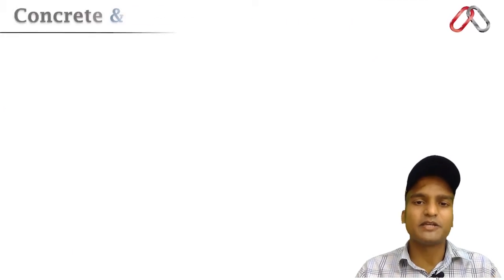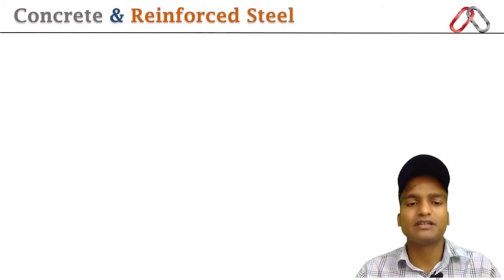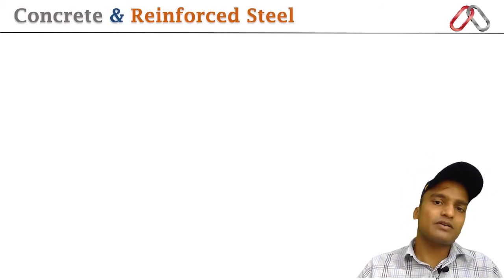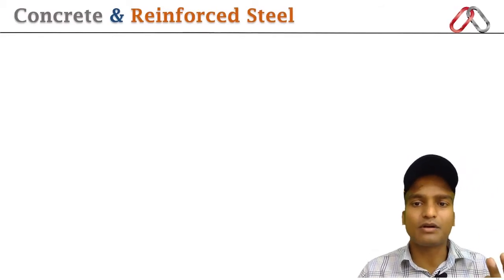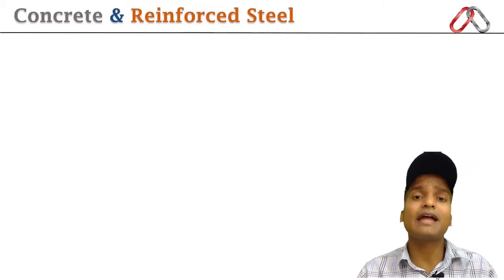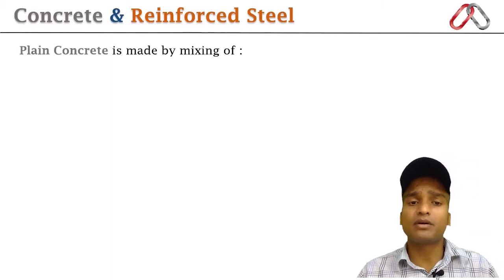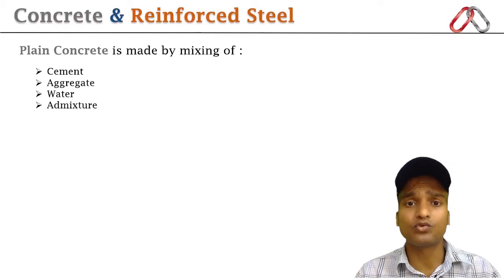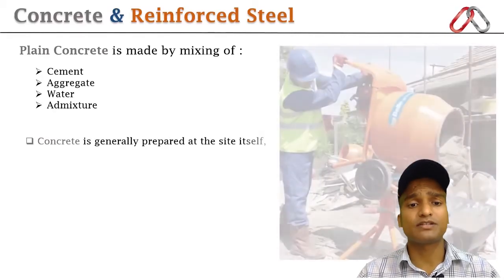In all the cases, we are going to deal with only two materials. The first one is concrete and the second one is reinforcing steel. If we talk of concrete, there are two kinds: plain cement concrete and reinforced cement concrete. Plain concrete, as we know, is made of cement, aggregate which can be coarse or fine, water, and admixtures.